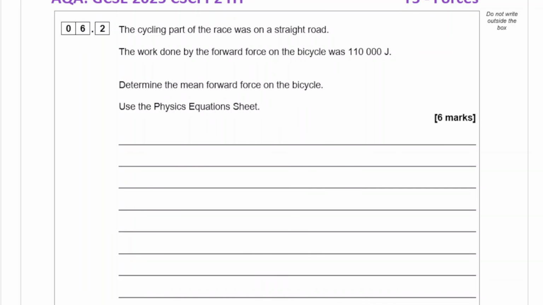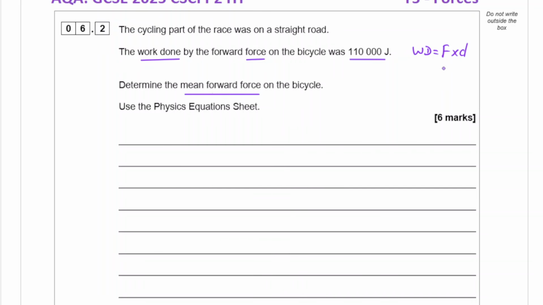The cycling part of the race was on a straight road. The work done by the forward force was 110,000 joules. Remember, work done, if you look at the physics equation sheet, is equal to the force multiplied by the distance moved in the direction of the force. Calculate the mean forward force.